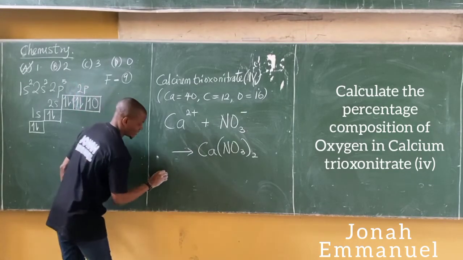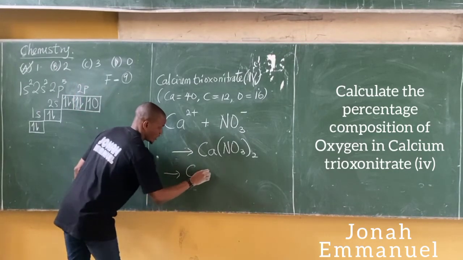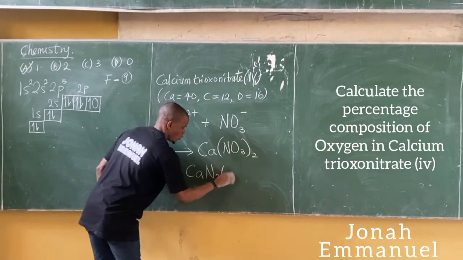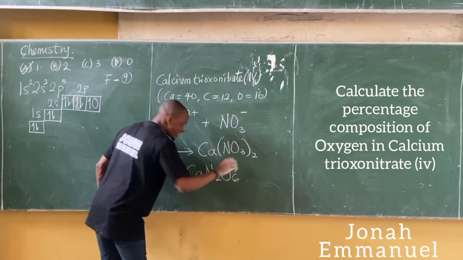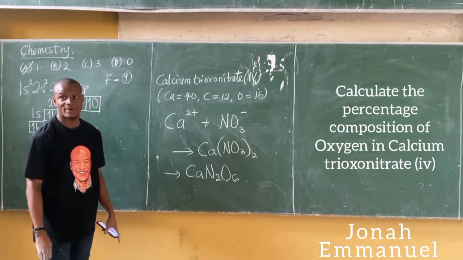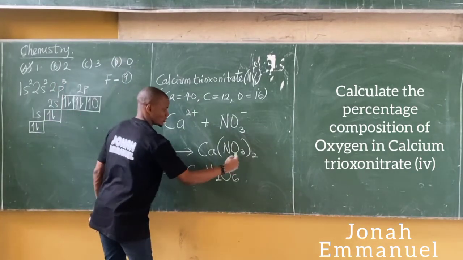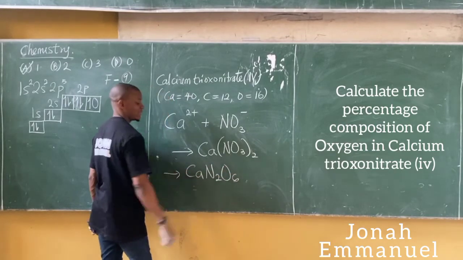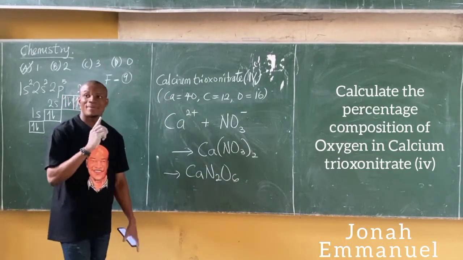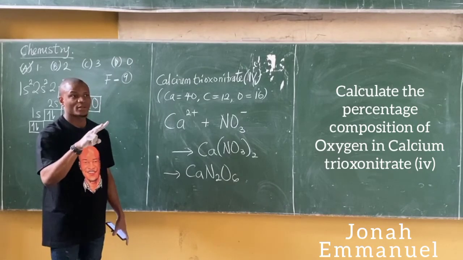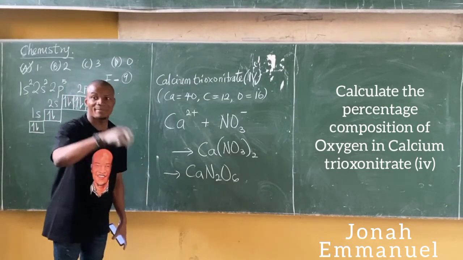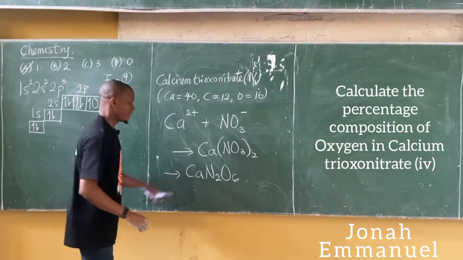If I expand the bracket, this gives you Ca, and 2 comes in, gives you N2. O into 3 times 2, 6. I'm having this by expansion: 2 times 1 here, that's 2. 2 times 3 here, that's 6. Next up, for percentage composition, I need 2 things. I need the mass of the element. I also need the molar mass of the compound. So get molar mass of this.